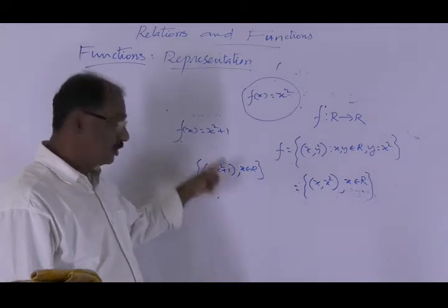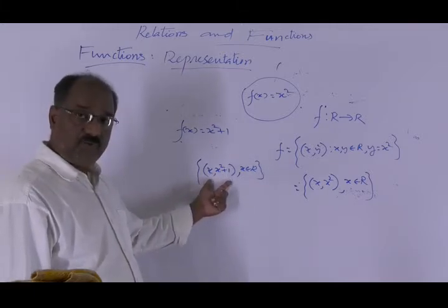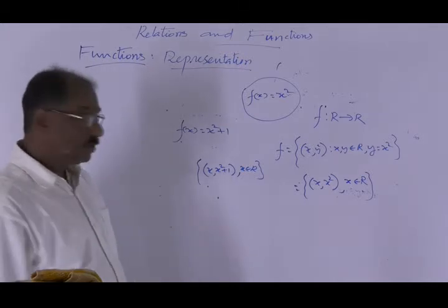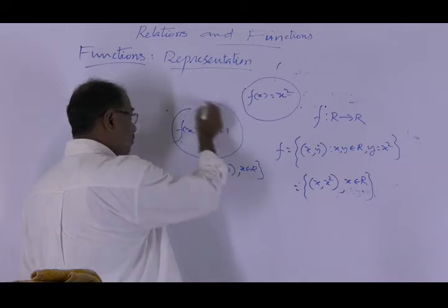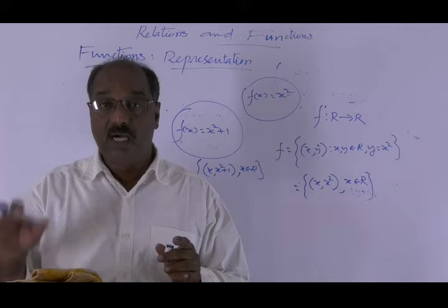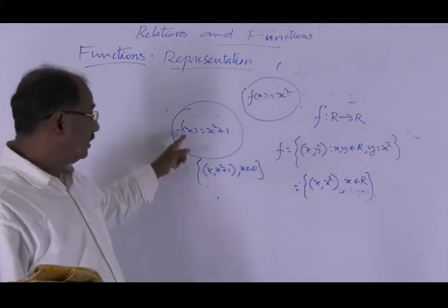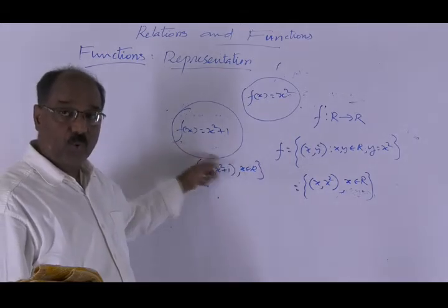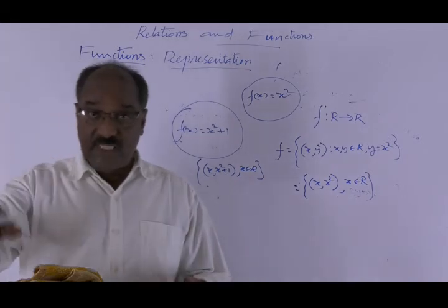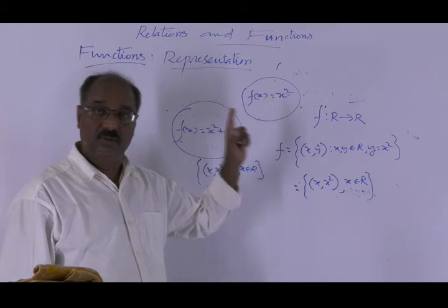So x squared plus 1. Such ordered pairs, the totality of all such ordered pairs, constitute this function. So this is the shortest form of representing a function. Always we will be given a function in this form by specifying the rule with which an x is related to this y. This y is actually this f(x), x squared plus 1. So that's all.